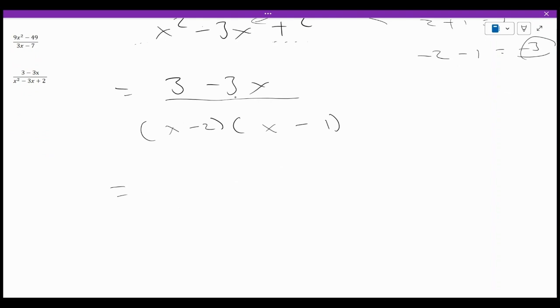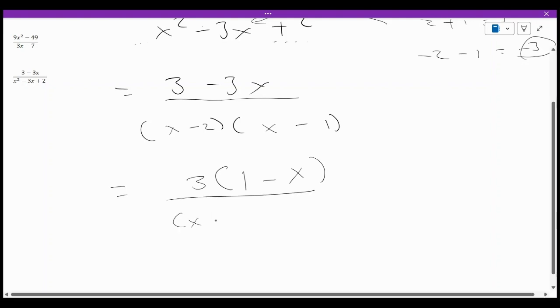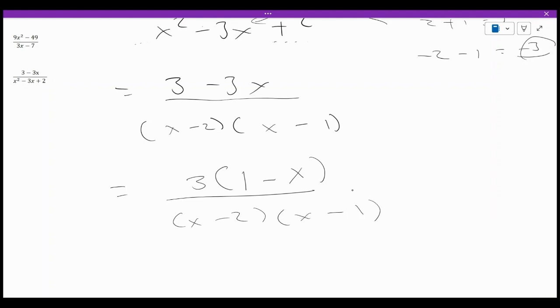Now, can we cancel anything? I don't see anything that we can cancel. That's why I said let's just figure out what's at the bottom, get it over and done with, then we can come back here. We see a 3 on this term and a 3 on that other term as well. So we can take the 3 out as a common factor, and we're left with a 1, and on this side a negative x. This is all over x minus 2, x minus 1.